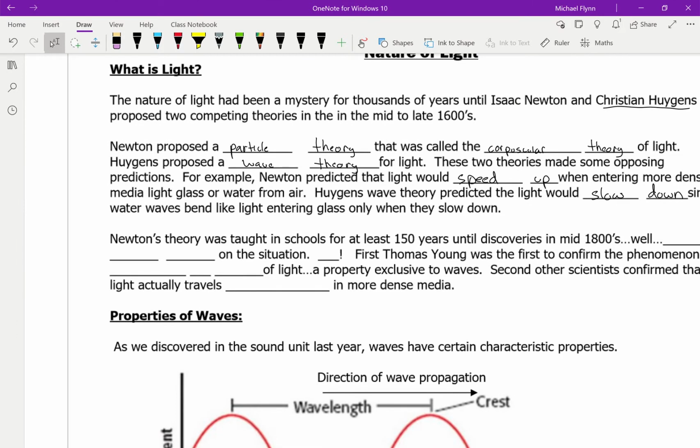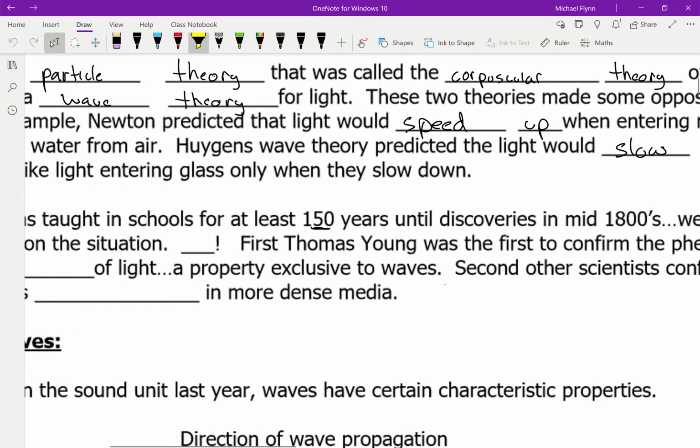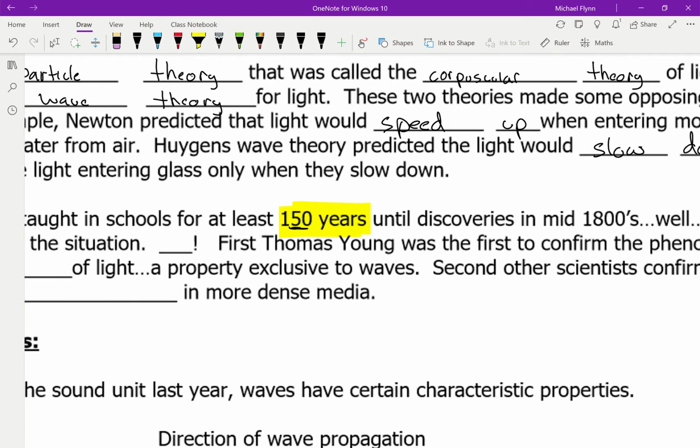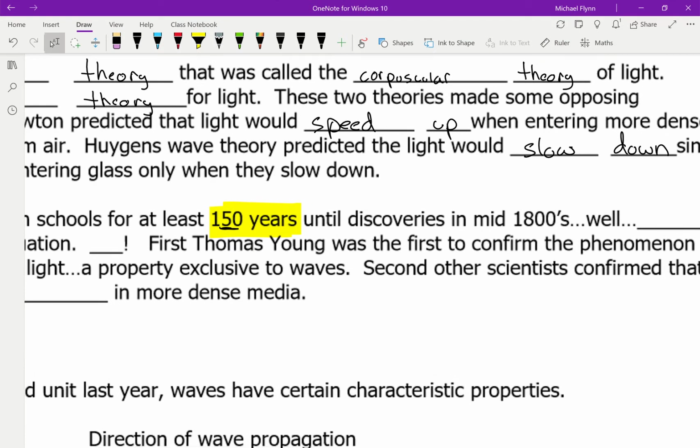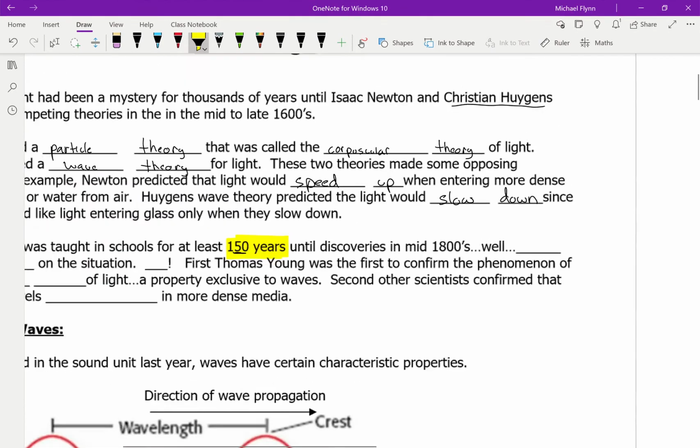Anyway, this is important. Newton's theory was taught in school for at least 150 years. Now, this was without experimental evidence. So 150 years, guys. That's a long time. Well, maybe not quite that long, actually. Maybe more on the order of about 100 years or so. But anyway, a pretty long time to be teaching something in school, until discoveries in the early to mid 1800s.